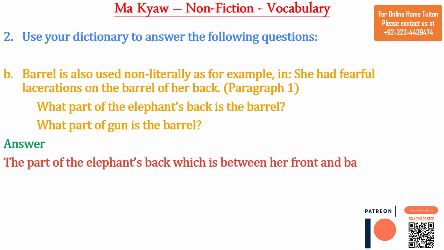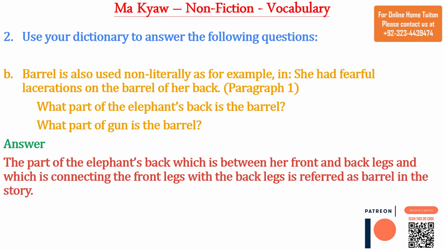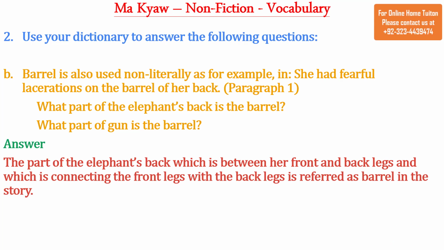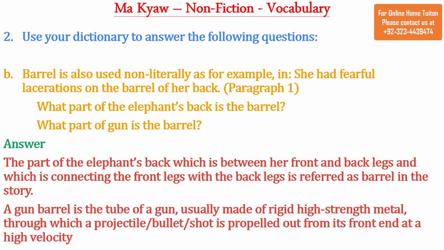The part of the elephant's back which is between her front and back legs, connecting the front legs with the back legs, is referred to as the barrel in the story. Whereas a gun barrel is the tube of a gun, usually made of rigid high-strength metal, through which a projectile, a bullet shot, is propelled out from its front end at a high velocity.